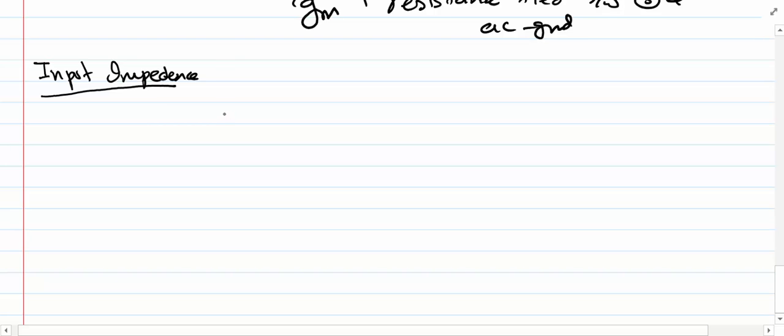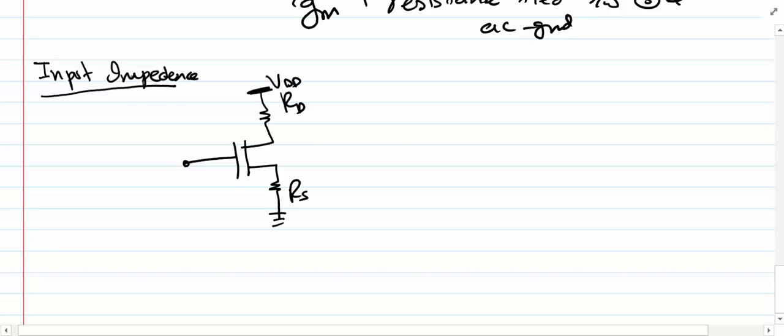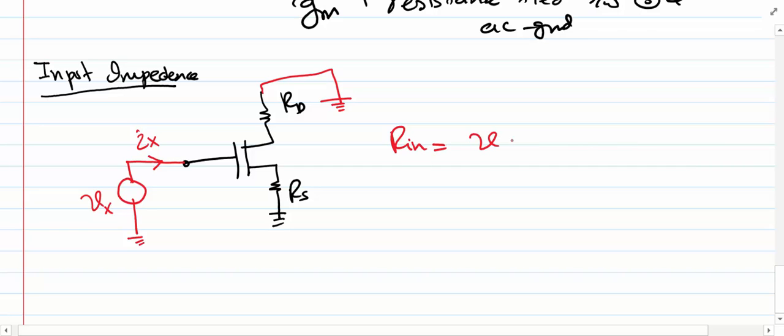Now that we have found the voltage gain, let's move on to find the input impedance of the degenerated common source. Let me redraw the circuit: RS, RD, and there we have the input. To find the input impedance, we have to kill all the independent sources. VDD is an independent source, so we have to kill it, which means VDD goes down to 0. We apply an external voltage source Vx on the input side, which lets a current Ix flow through the circuit. Our input impedance is going to be equal to Vx over Ix.